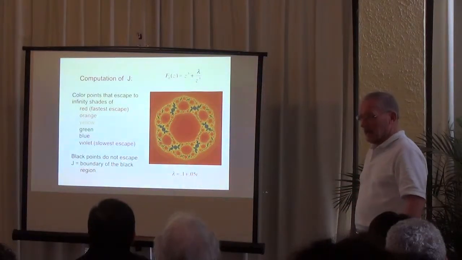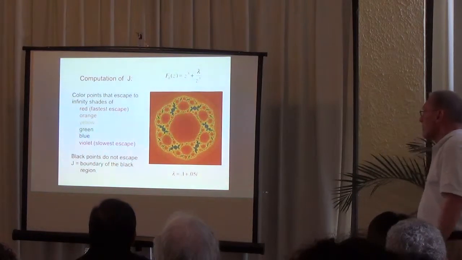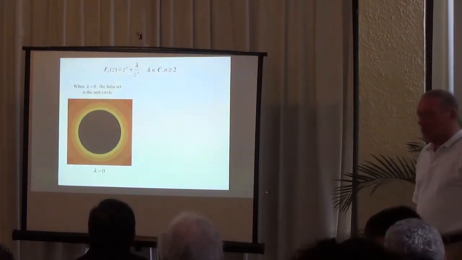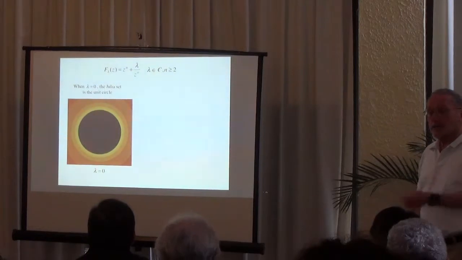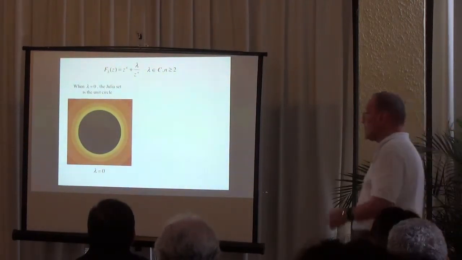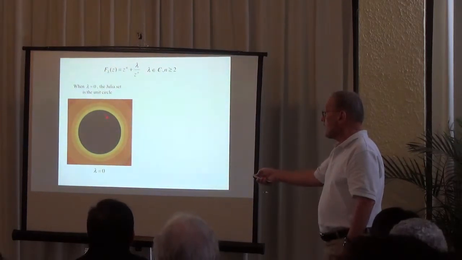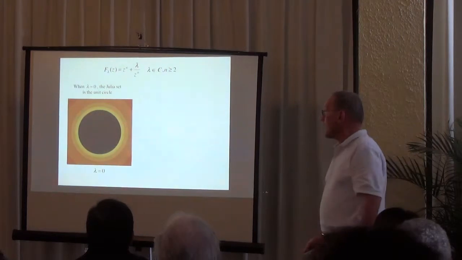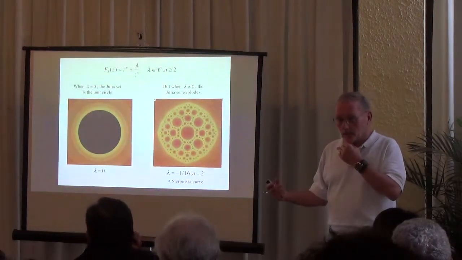Of this black region here, a little complicated region. Okay? Now, when lambda is 0, our map is just z to the n, so the Julia set is just the unit circle. All points outside the circle go to infinity, everything inside goes to 0. That's pretty simple. But as soon as lambda is non-zero, boom, the Julia set explodes.